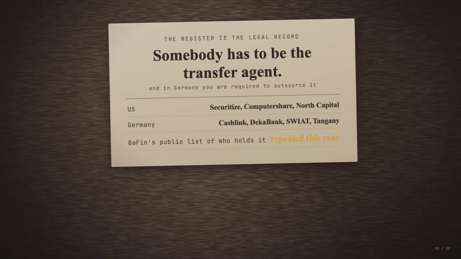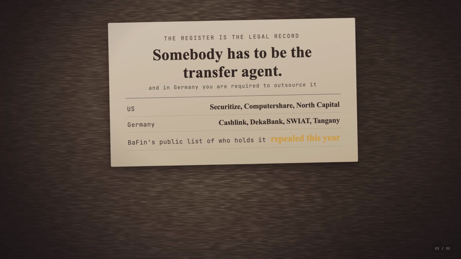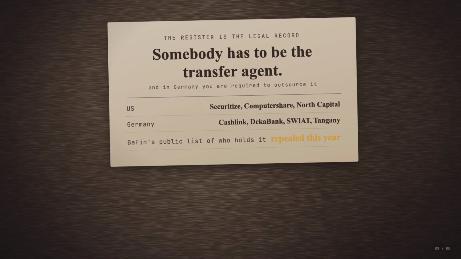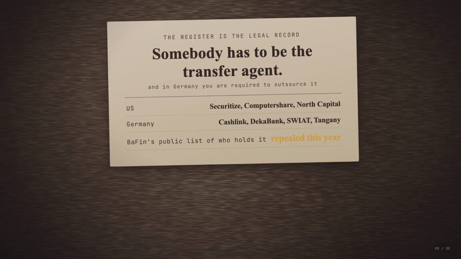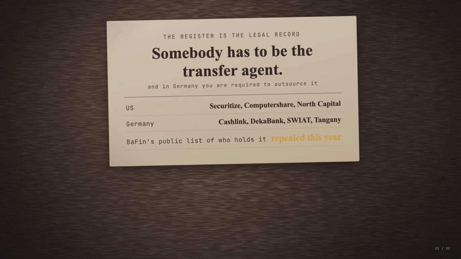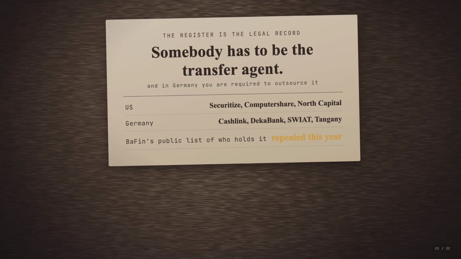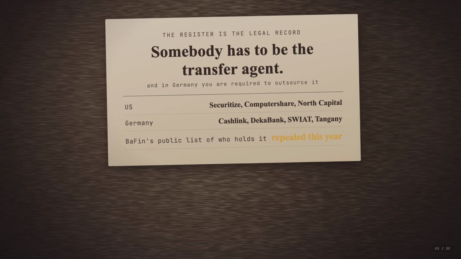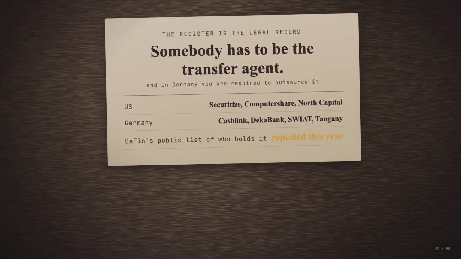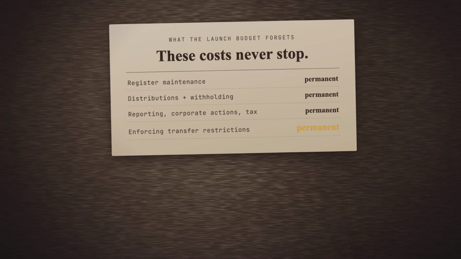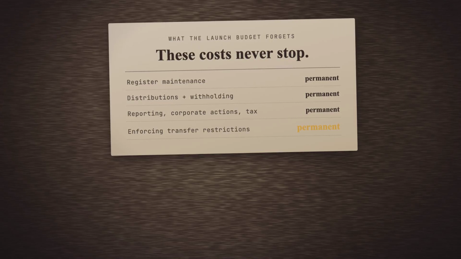In the US, Securitize, Computershare, and North Capital all do this. In Germany, the register you are legally required to outsource is served by CashLink, DekaBank, SWIAT, and Tangany. Though good luck shopping it, BaFin's public list of who holds that license was repealed this year, and no replacement exists.